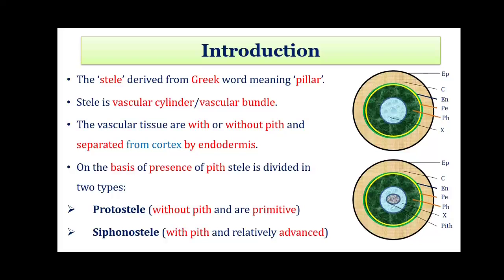Now, on the basis of presence of pith, they are divided into two categories: protostele and siphonostele. Protostele means without pith, which is a primitive type, and siphonostele means with pith, which is a relatively advanced type.